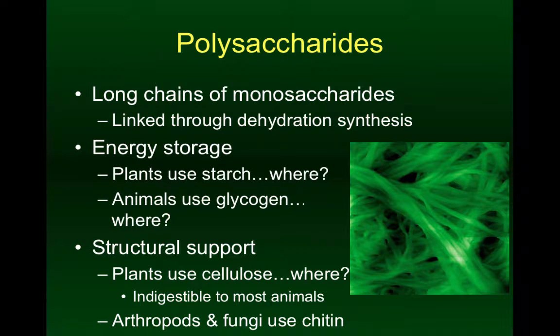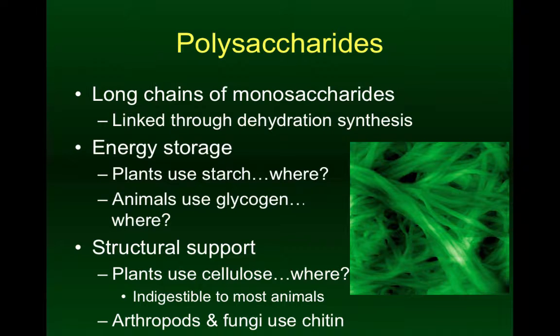If you're looking at polysaccharides used in structural support, then you're looking at cellulose, which is what you find in the cell walls of plants, and also chitin, which is what you find in the cell walls of fungi, and also in the exoskeletons of arthropods, which include things like insects, spiders, ticks, mites, millipedes, centipedes. Those are a lot of the arthropods that have chitin in their cell walls.